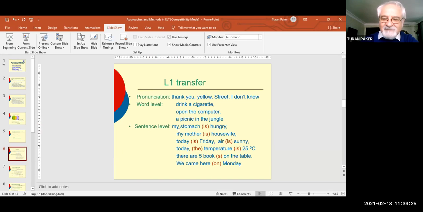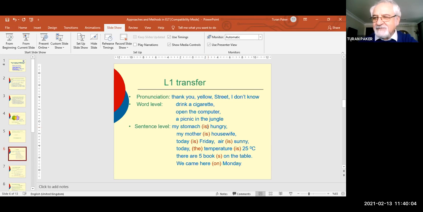Okay, at sentence level, especially because of L1 transfer from Turkish, we have the copula in Turkish, but we do not usually pronounce it. So that's why when they speak English, they may say, "My stomach hungry," because we say the stomach is hungry in Turkish, rather than "I am hungry." Or they just drop the copula: my mother housewife, today Friday, air sunny.